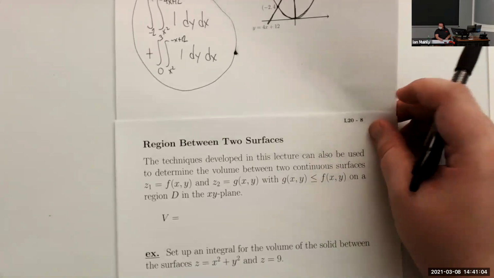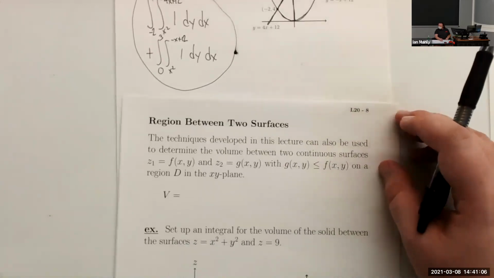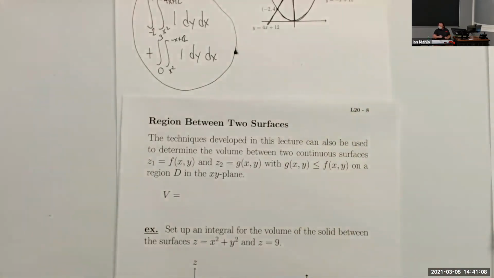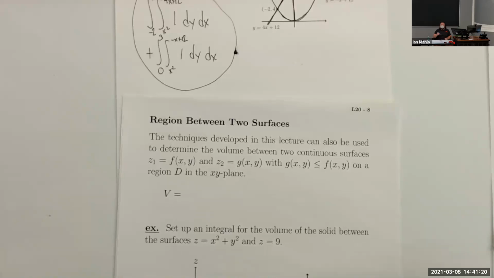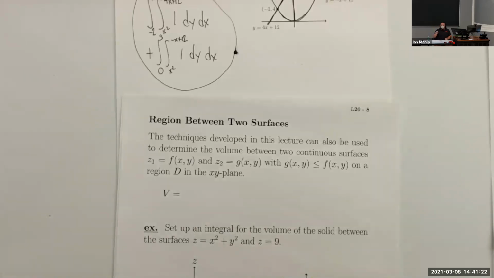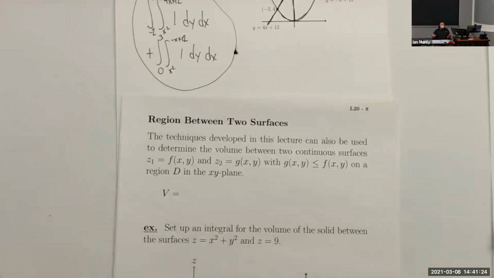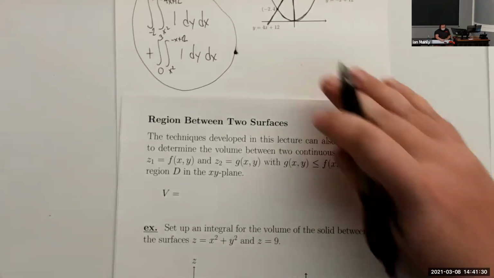All right. So let's find the region between two surfaces. Kind of like how you could find the area between two curves back in Calc 1 by doing the higher curve minus the lower curve, in Calc 3 you could simply do the higher surface minus the lower surface over the region where they intersect.